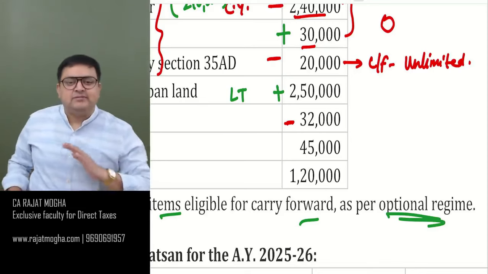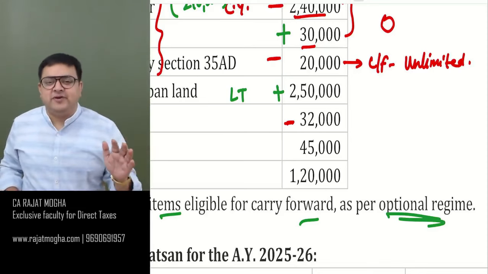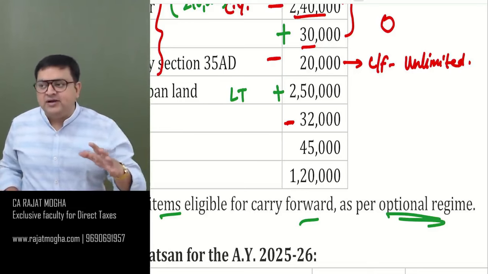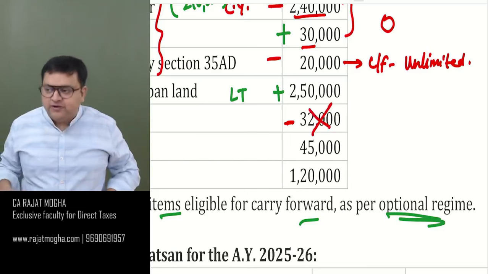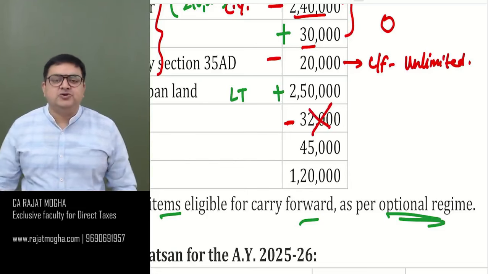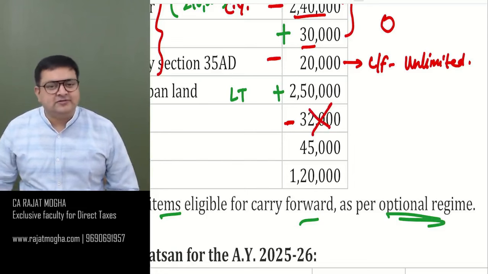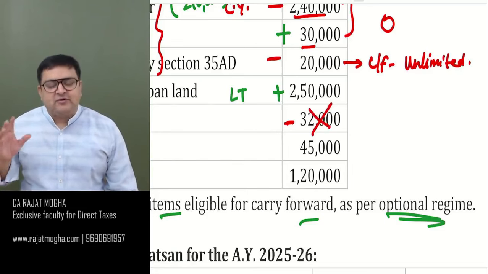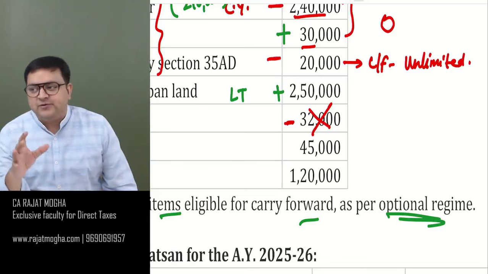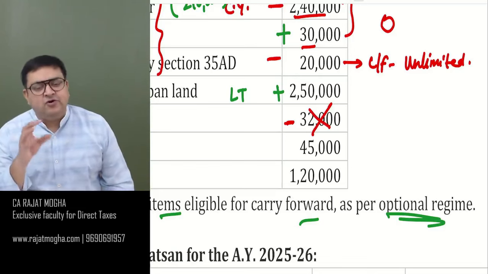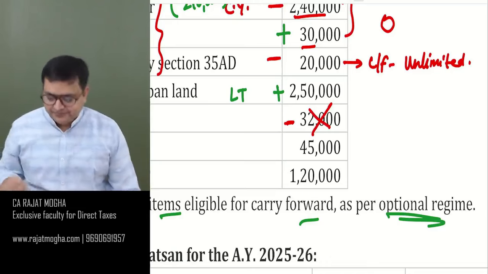Casual income losses cannot be set off from anything. Neither set off, nor carried forward. They are dead. So I will not do anything for 32,000. Casual income, casual sources, losses will not be set off. Anything related to casual, no expenses are allowed, no losses are allowed. So neither is it carried forward nor set off. Understood?